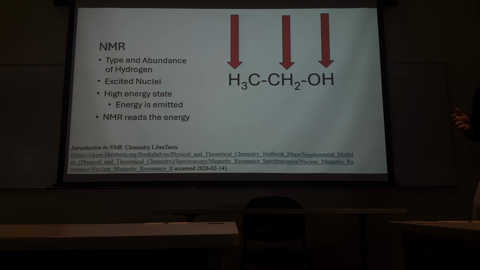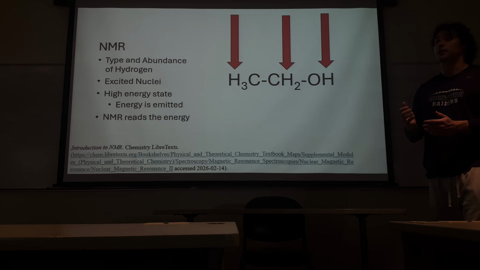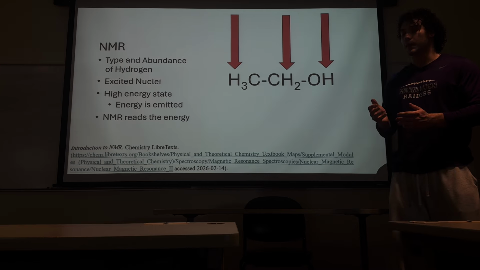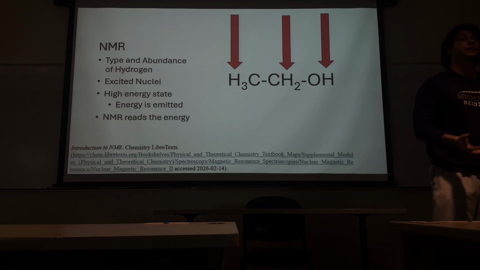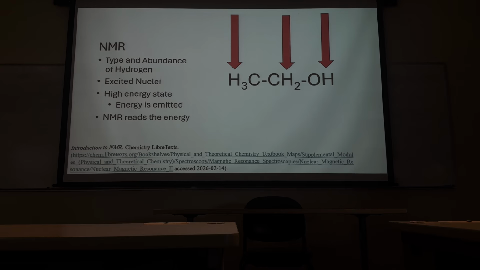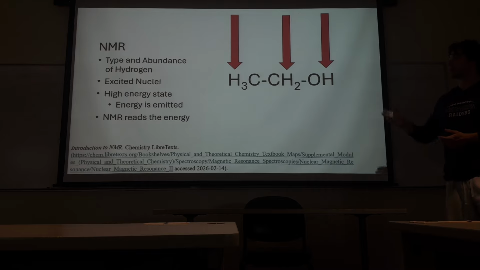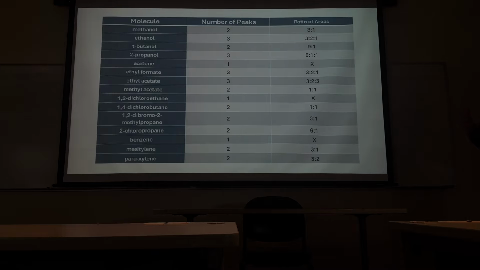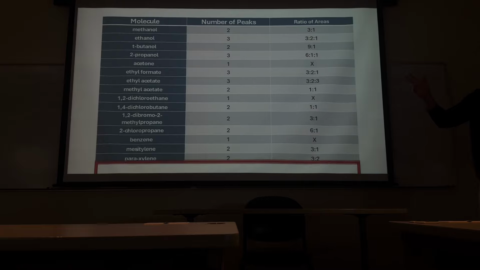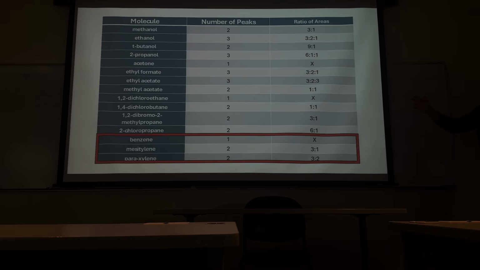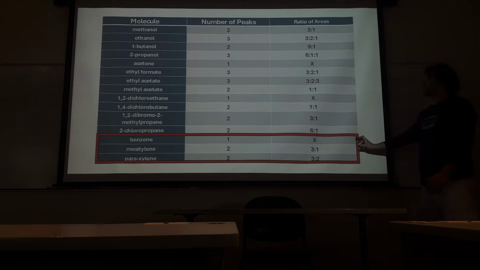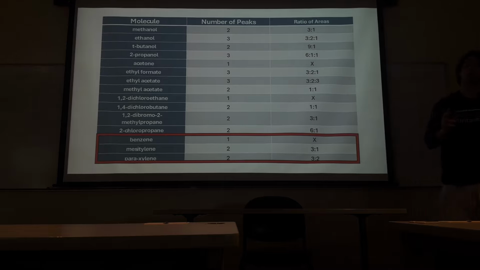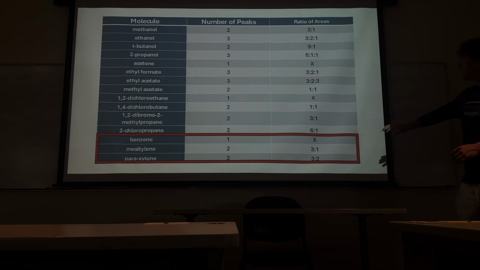How it's able to do this is it excites the nuclei of these hydrogens. This will raise them to a higher energy state, and then energy will be emitted from them being in a higher energy state, and an NMR spectrometer will read this. And this was again done for all the 15 potential molecules, but we are looking for sample 4A. We're looking at these ones specifically because from the IR results, we know that it cannot be any of these.